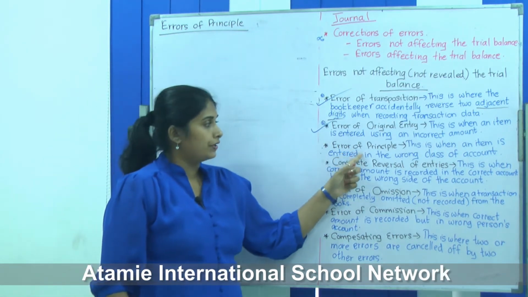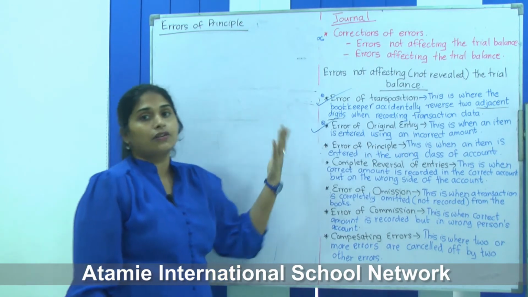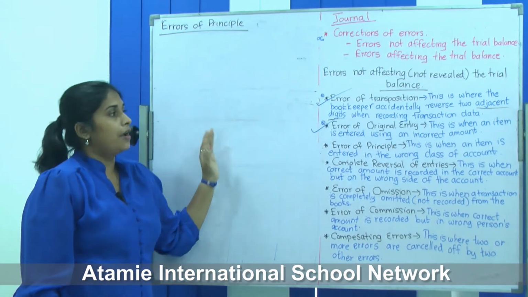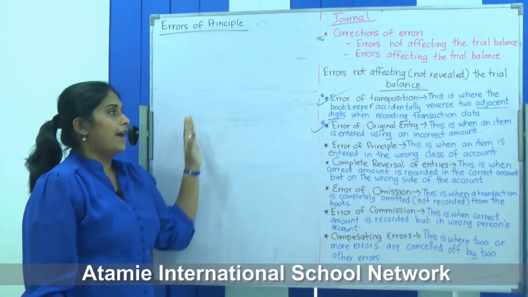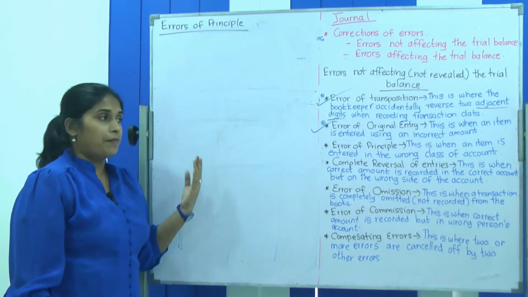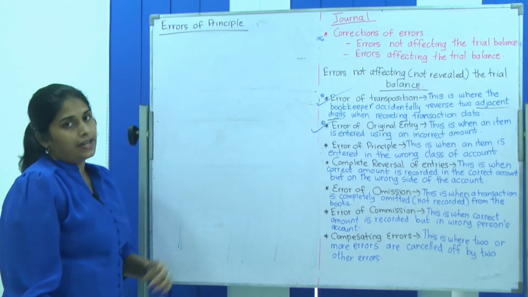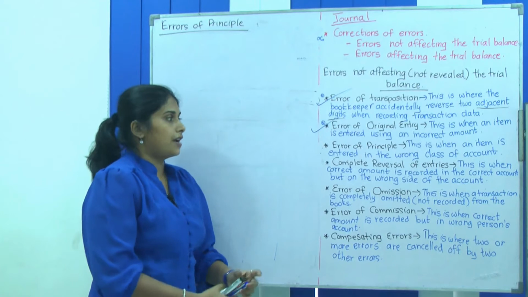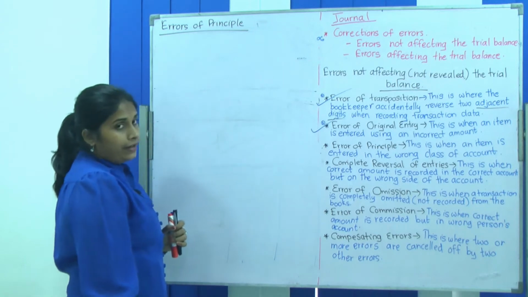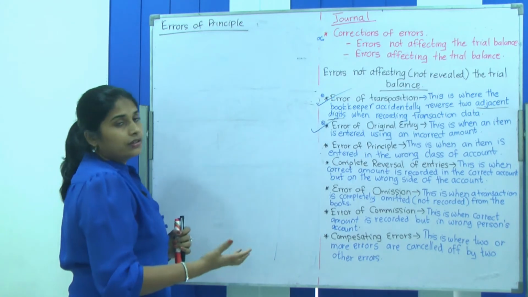So here what has happened, the error occurred when the item or the transaction has been entered in the wrong class. That means when you purchase an asset which should be recorded in the asset class, but you have recorded it in the expense. That means asset has been recorded as expense or expenses recorded as asset, or sometimes income has been recorded as a liability or liability has been recorded as an income. But I'll use only one example and give you an idea how to correct the error. So, error of principle is when an item or a transaction has been entered in the wrong class.